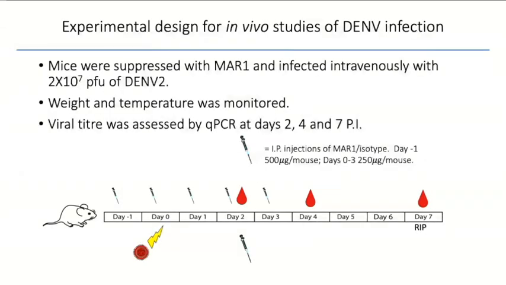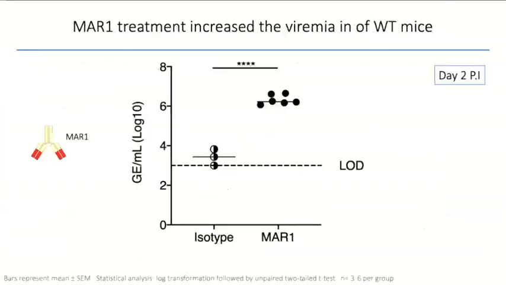The experimental design for this work was to suppress these mice 24 hours before infection, and again at 2 hours before infection, and then at 24, 48, and 72 hours following infection. So mice received 5 doses of MAR1 in total. The weight and temperature of infected mice was monitored daily, and viral titer was assessed by qPCR at days 2, 4, and 7 post-infection. The first experiment that I performed with this model was to do a head-to-head comparison of viral load at day 2 post-infection of mice that had been treated with MAR1 or with isotype control.